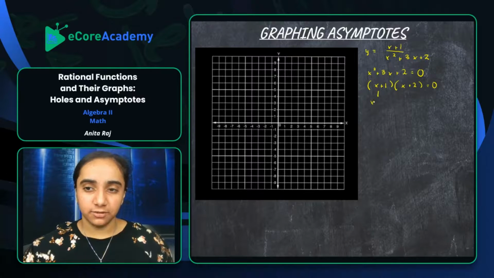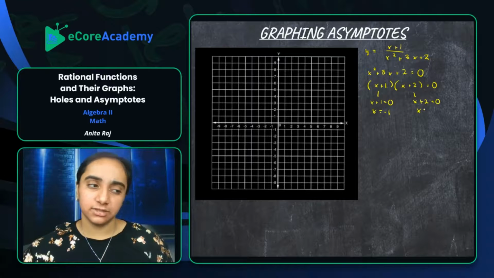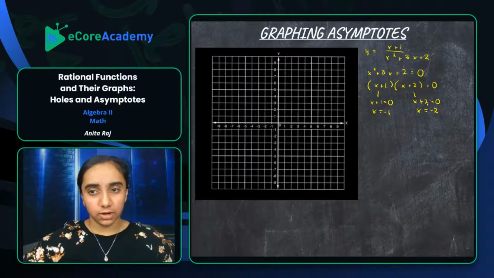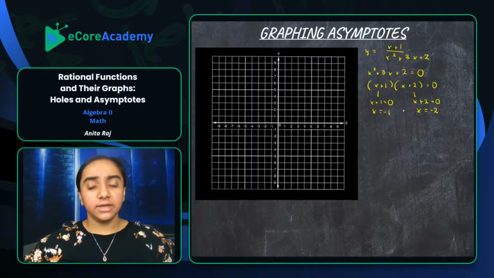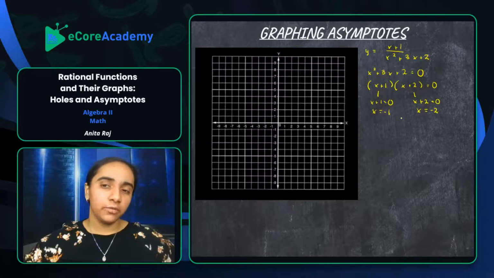So we set x plus 1 equal to 0. If we subtract 1 from both sides, we get x equals negative 1. Same thing with x plus 2: set it equal to 0, subtract 2 from both sides, and we get x equals negative 2. Right now we know these are two points of discontinuity, but we don't know what kind. Are they holes? Are they vertical asymptotes?